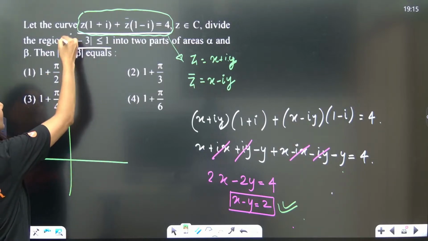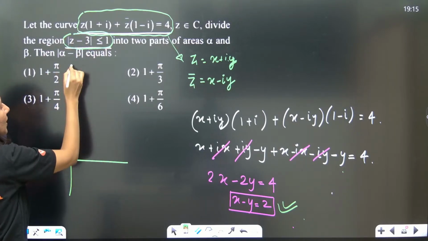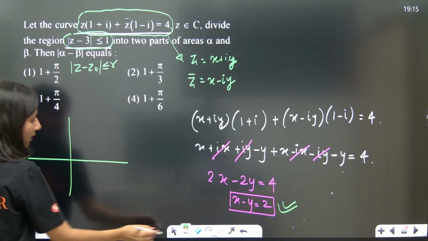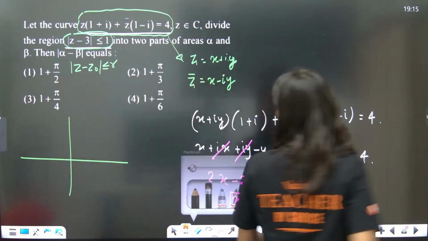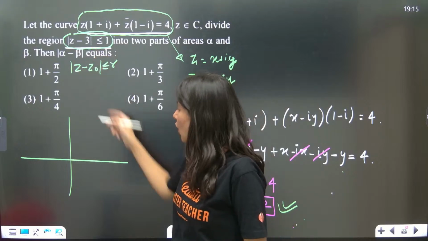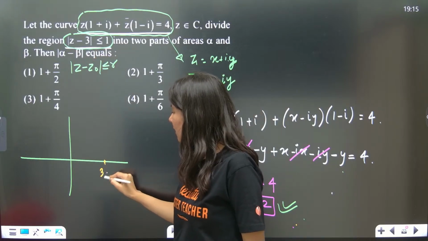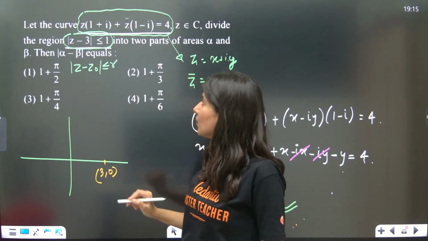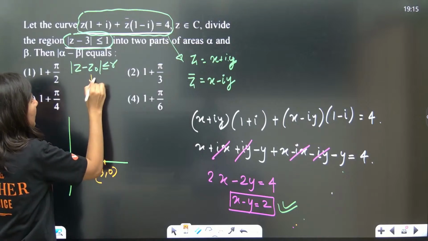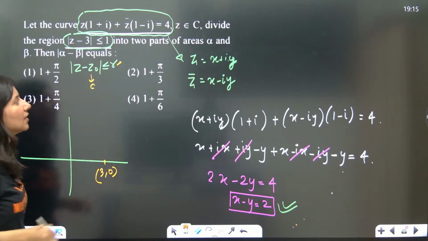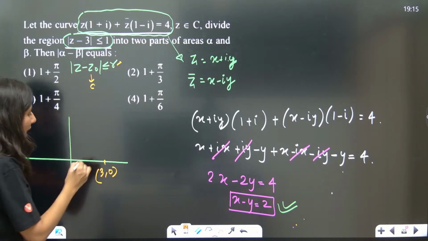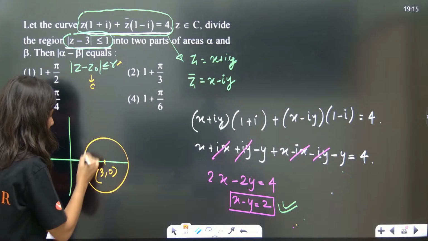Can anybody tell me what this region is? I just told you. Mod of z minus z naught less than or equal to r. Understand, z is a moving point over here. Z naught is (3, 0), so (3, 0) is the center, and 1 is the radius. Always think about this: this is the center and this is the radius. So the center of the circle, the radius of the circle, and the moving point z will lie on the circle. So this is the circle.